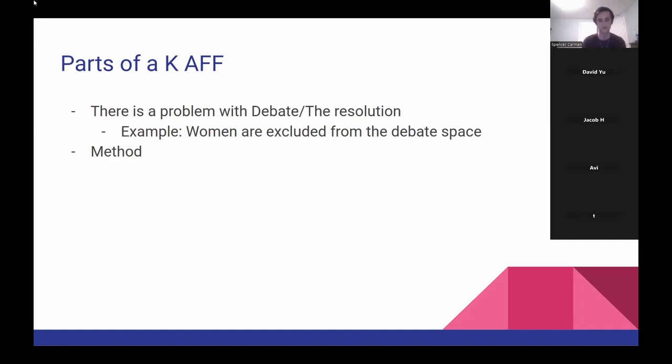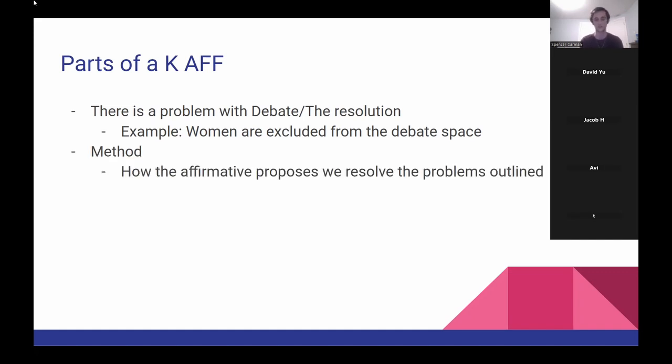And next, you have the method. The method is how the affirmative proposes that we resolve the problems that have been outlined. So we outlined that women are excluded from debate, and the method is how we should go about solving those issues. One example of this is a feminist killjoy sort of method, where it says that women should be killjoys in the debate in order to resolve the problem with debate that women are structurally excluded and discriminated against.